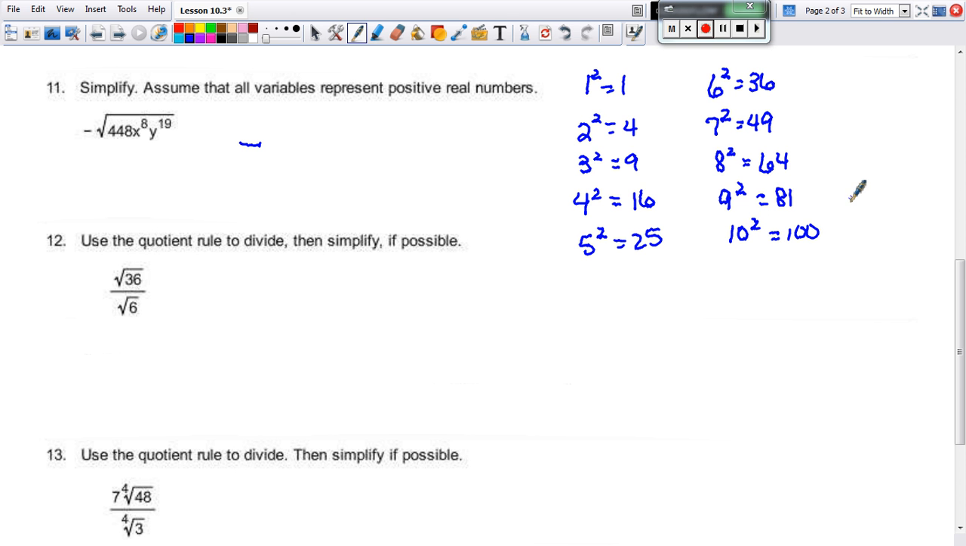Now I know that 448 is not a perfect square, so I'm going to see if any of these numbers will divide into 448. You start with the largest one. So 448, I know 100 won't work. 448 divided by 81, no, that's a decimal. 448 divided by 64 is 7. Okay, so this one works.